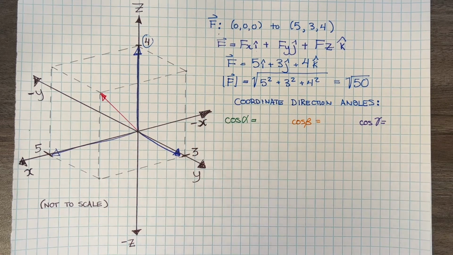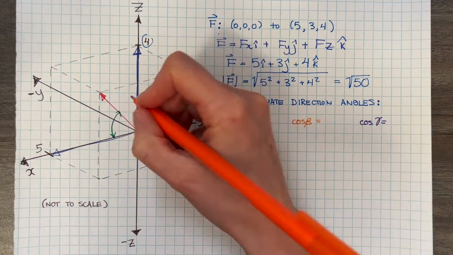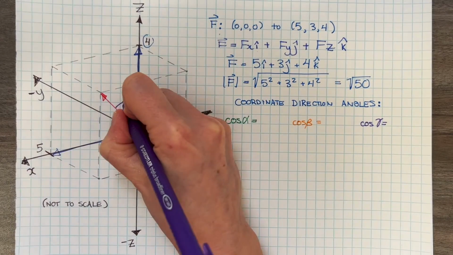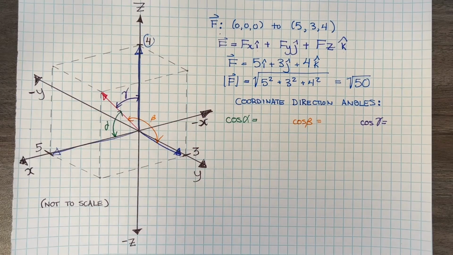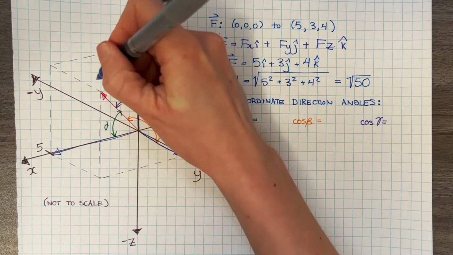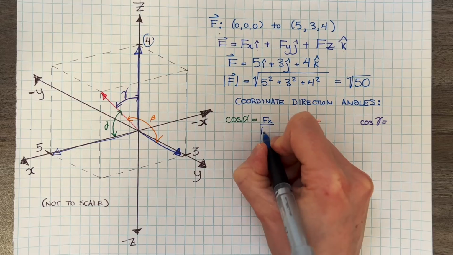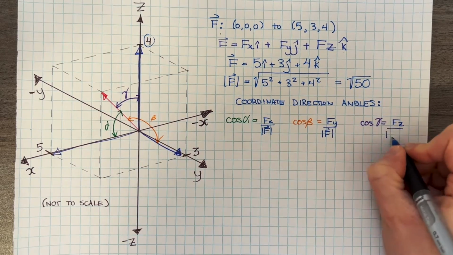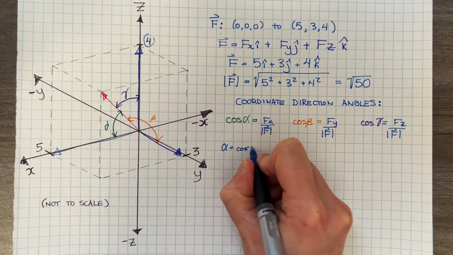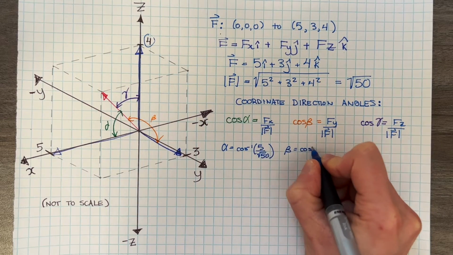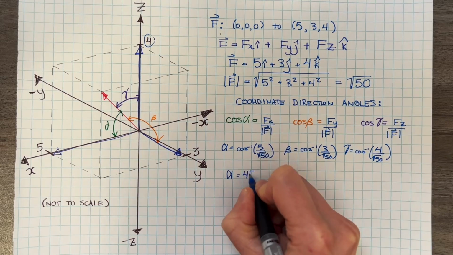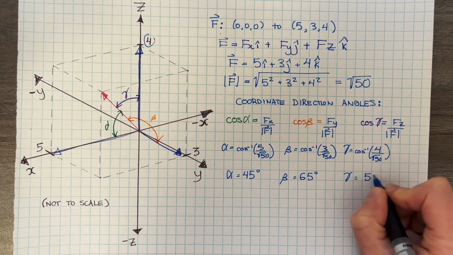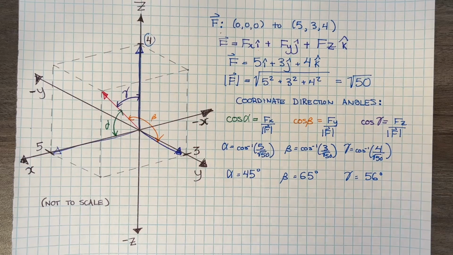Alpha, beta, and gamma are angles measured between the tail of your vector and the positive x, y, and z axes. They are always between 0 and 180 degrees. The cosines of each of the angles are equal to the force component in that direction divided by the total force magnitude. To find the angle values, we would take the arc cosine. For example, that would give us 45, 65, and 56 degrees for alpha, beta, and gamma.